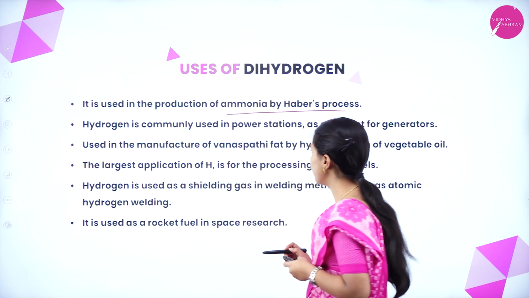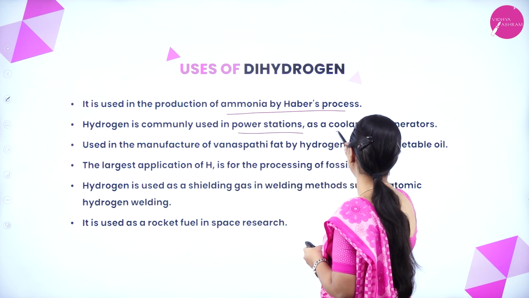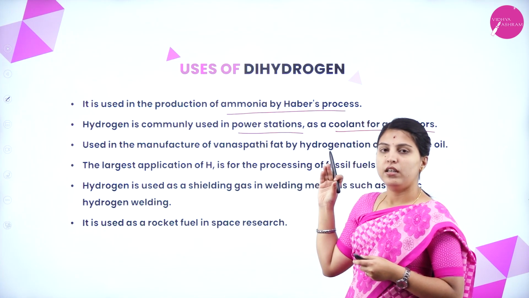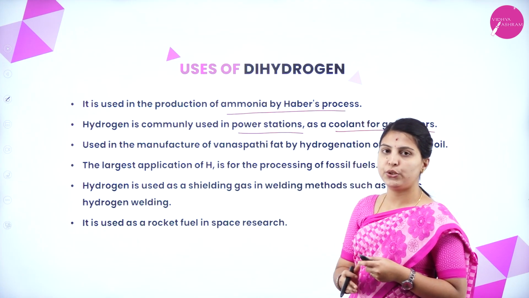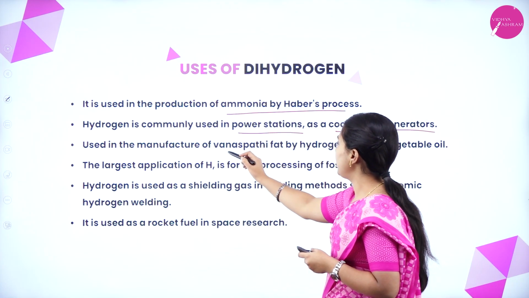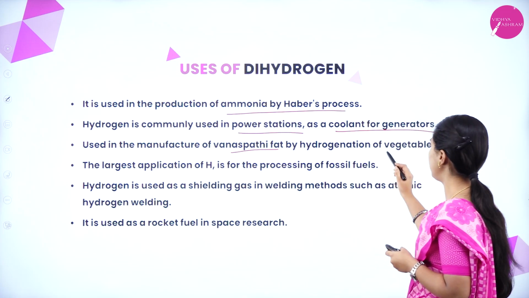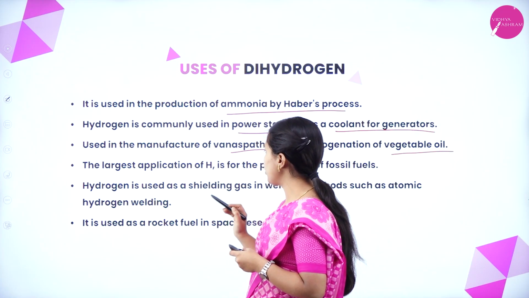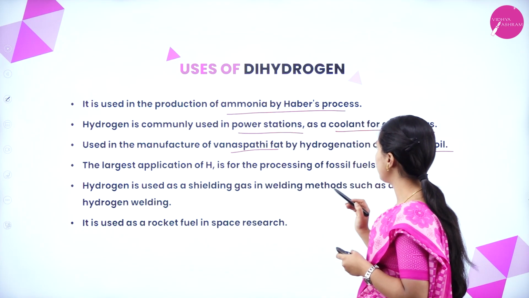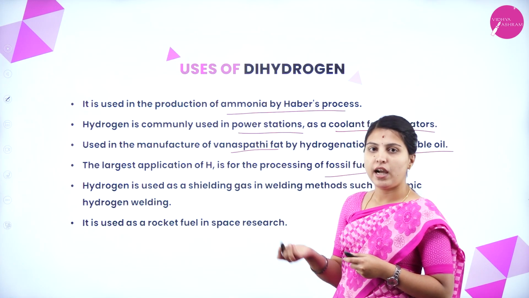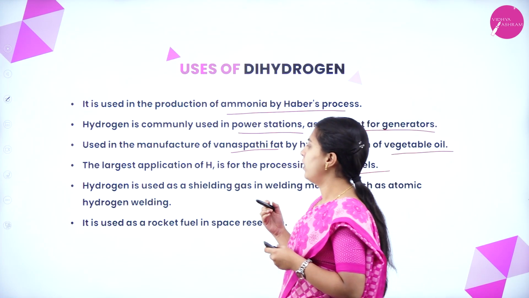Hydrogen is commonly used in power stations as a coolant for the generators. In the power stations, hydrogen gas is mostly used as a coolant. It is used in the manufacture of vanaspati fat by hydrogenation of vegetable oil. This reaction also we saw. The largest application of hydrogen is for the processing of fossil fuels. To process the fossil fuels, hydrogen gas is very much needed.